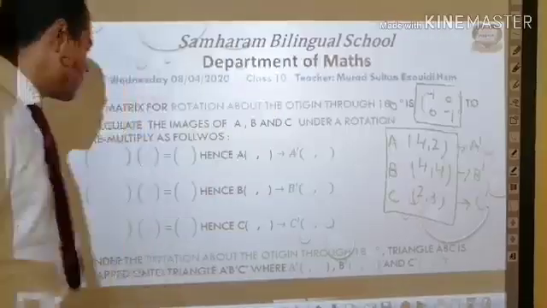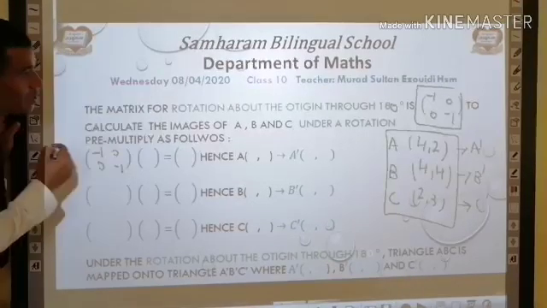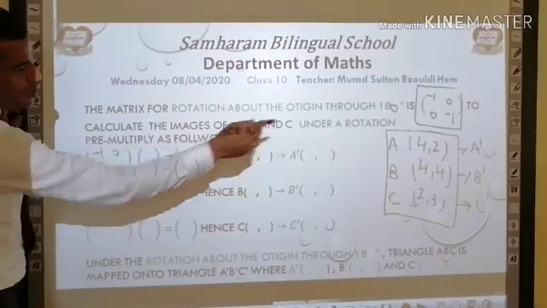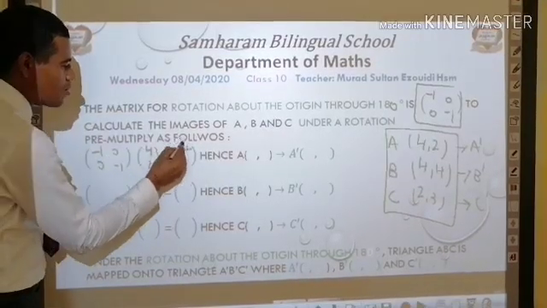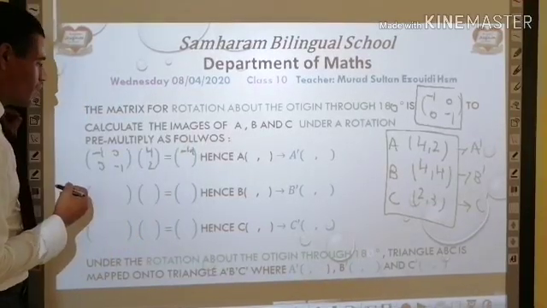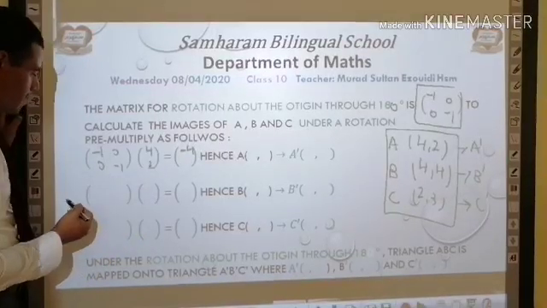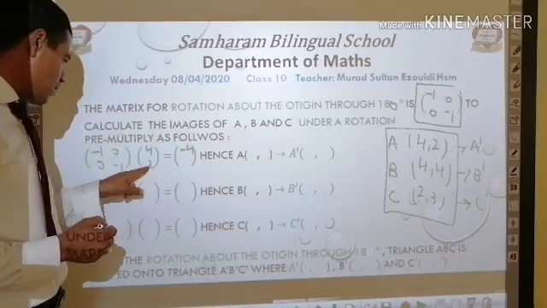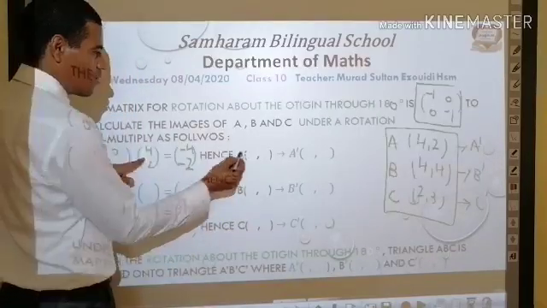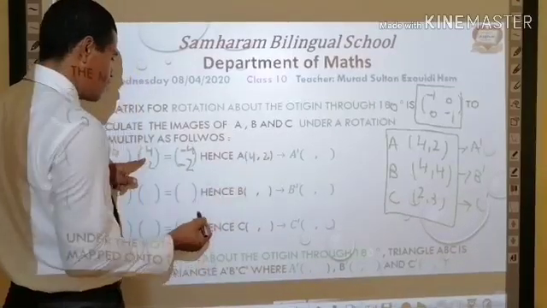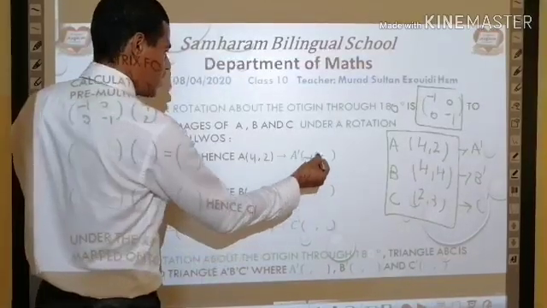Let's do it one by one. So this is the matrix for transformation: minus 1, 0, 0, minus 1. Multiply by the first one, which is 4, 2. So minus 1 multiplied by 4 is minus 4, plus 0 multiplied by 2 is 0, so minus 4. Then 0 multiplied by 4 is 0, minus 1 multiplied by 2 is minus 2. Hence, A, with coordinates 4, 2, maps to A prime with coordinates negative 4, negative 2.